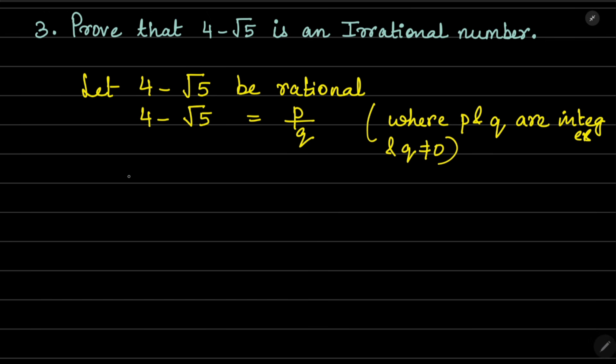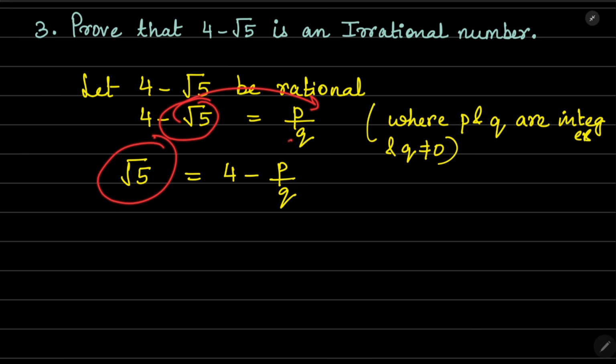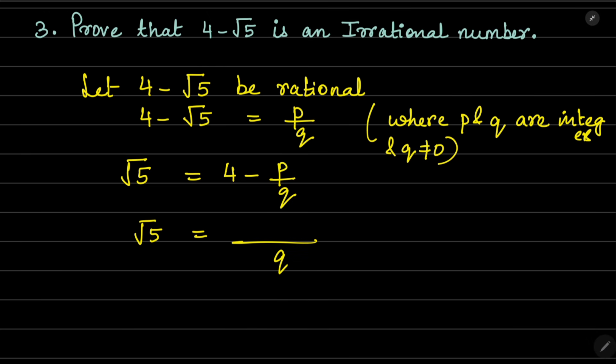So root 5 you can take it to one end, which will have root 5 equal to 4 minus P by Q. So here what I have done is, I have taken root 5 to RHS, isolated it, and P by Q I've brought it here, which becomes minus P by Q. Okay, so root 5 is equal to, take the LCM Q, so the numerator becomes 4Q minus P.